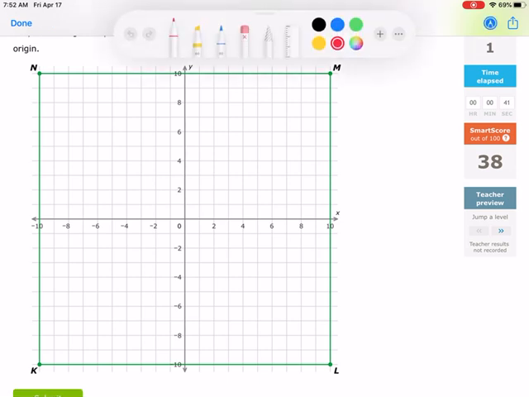Okay. So 2 comma 2, or negative 2, negative 2, and 2, negative 2. Dividing all those by 5. That was an easy one.